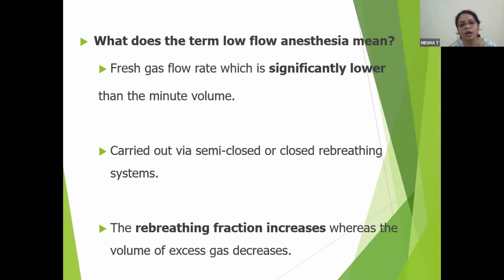As you know, when a higher fresh gas flow is used, most of it gets vented out. The excess gas gets vented out. However, when a low fresh gas flow is used, the carbon dioxide from the exhaled gases will be absorbed by the absorber, and this gas will add on to the fresh gas flow and will be delivered to the patient. Hence, the rebreathing fraction increases in this case, whereas the volume of excess gas decreases.